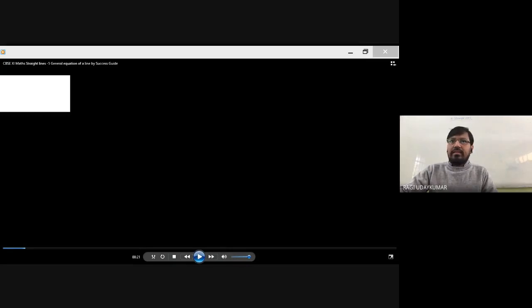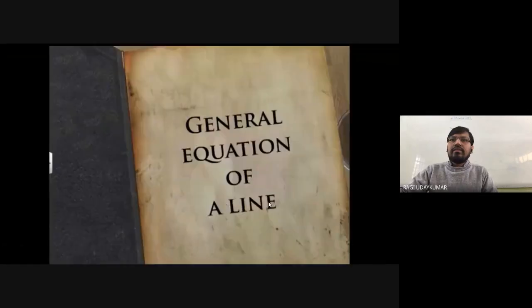General form of the equation of a line. So what is the general form of the equation of a line? Does anyone know? Can anyone say what is the general form of the equation of a line?